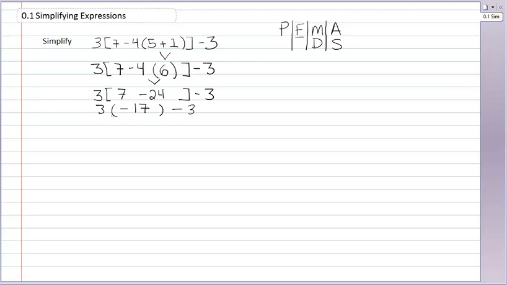Now what's left over here is multiplication and subtraction. Again, multiplication will go first, so I'll multiply these two numbers. 3 times 17 is actually 51. And the negative times the positive produces a negative result. Then we have the minus 3 here. And then finally, the last step is to combine like terms here. These are two numbers. We're going to add them together. They have the same sign, so we'll keep the sign and add them together. 51 and 3 make a total of 54. So the final answer is negative 54.